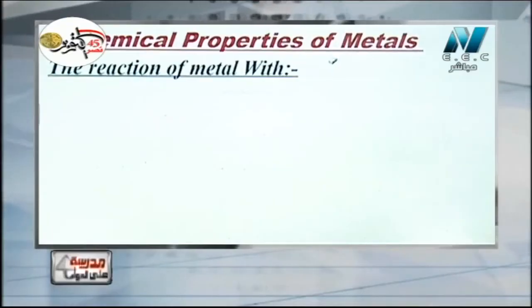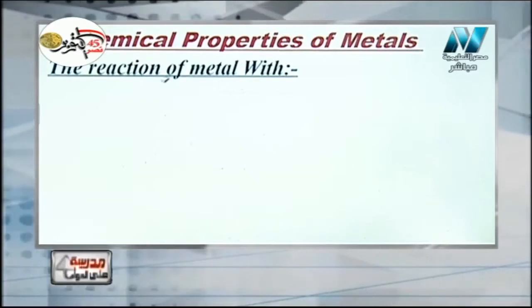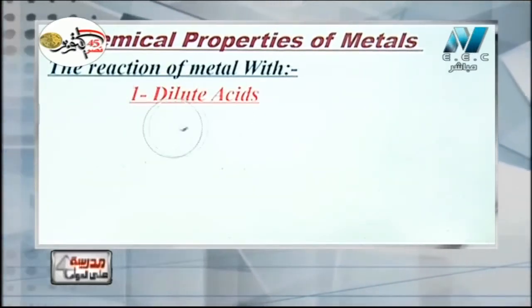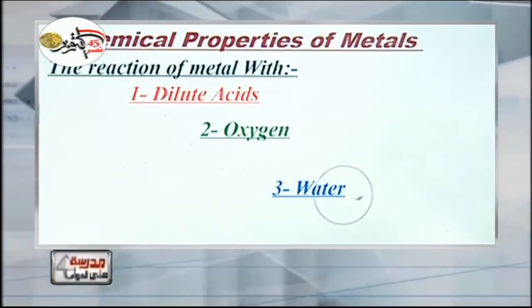Let's start with the first part in our lesson today, as we have to talk about the chemical properties of the metals during the chemical reactions. As we are seeing in front of us now, we have the chemical properties of metals: the chemical reaction of metals with number 1, diluted acids, number 2, oxygen, and number 3, water.